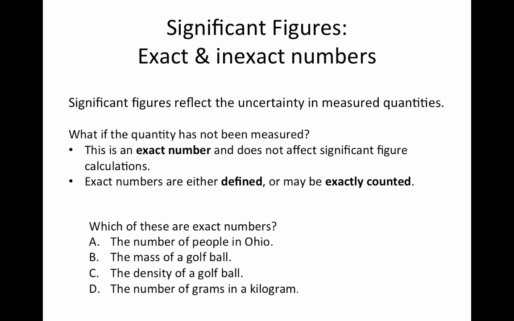Okay, so within this one, the number of people in Ohio, well, first of all, you might think you can't have a fractional person, but exactly how would you determine that? Would you do some kind of polling? How would you possibly come up with that value? I think you'd have to measure it in some way. So there's going to be some uncertainty regarding the number of people in Ohio at any one moment. The mass of a golf ball, the density of a golf ball, these are both things that you'd have to measure. So A, B, and C, I would say that they are all inexact numbers. The number of grams in a kilogram, however, that's something that's defined. There is not any variability in that. So when you look at that as a conversion factor, in a sense, it has an infinite number of significant figures for us.